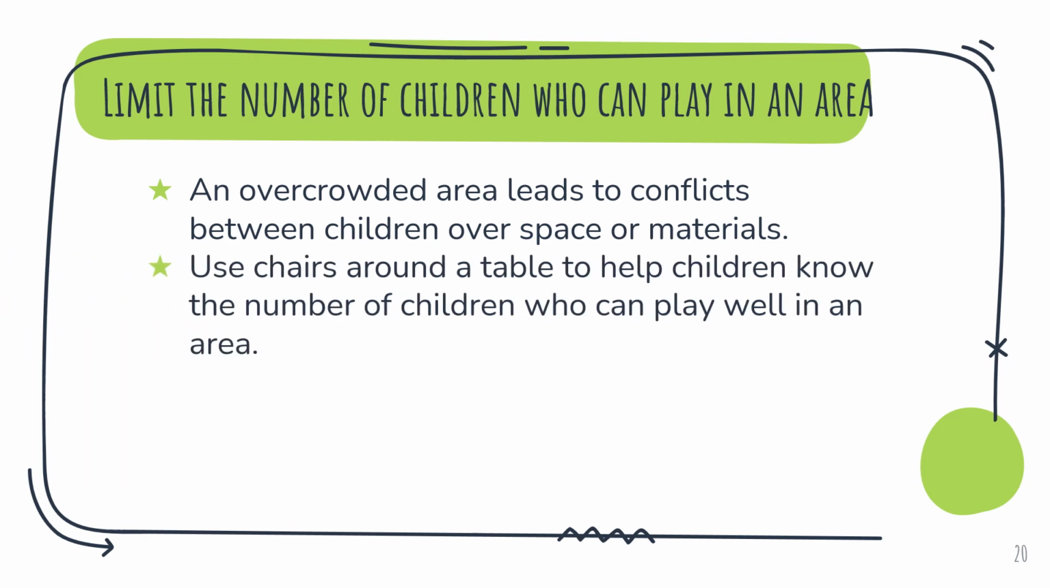A good way to do this is to use chairs around a table to help children know the number of children who can play well in an area. I might have a table set up with two chairs, and that would tell kids, oh, two kids can play here. And I would have the appropriate amount of materials for two to enjoy and benefit from.